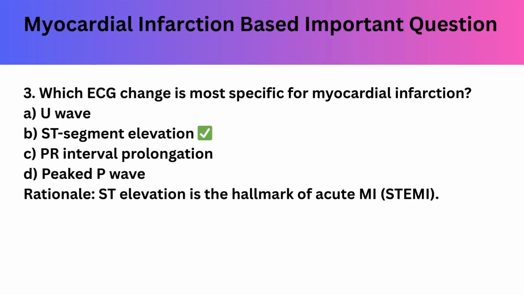Question number 3. Which ECG change is most specific for myocardial infarction? Option A, U wave; option B, ST segment elevation; option C, PR interval prolongation; option D, peaked P wave. Correct answer is ST segment elevation. ST elevation is the hallmark of acute MI, STEMI.